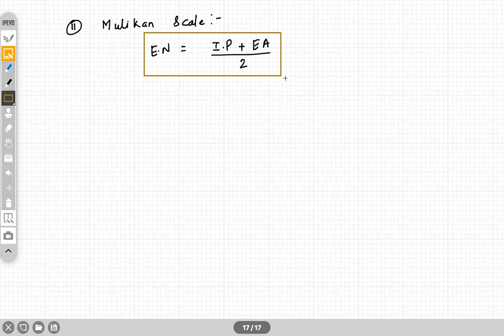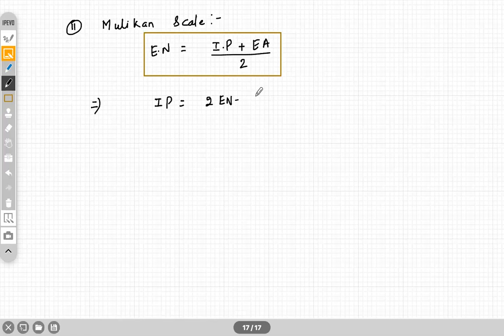Just the formula. Sometimes they'll ask you, according to Mulliken, what is the formula of electronegativity? And they'll give you a different form here. You can cross multiply and write another form of it, like ionization potential. They can ask, according to Mulliken, what is the ionization potential? It will be 2 times electronegativity minus electron affinity. Like this they sometimes frame the equation and give you 4 different options. Just the formula you need to know.